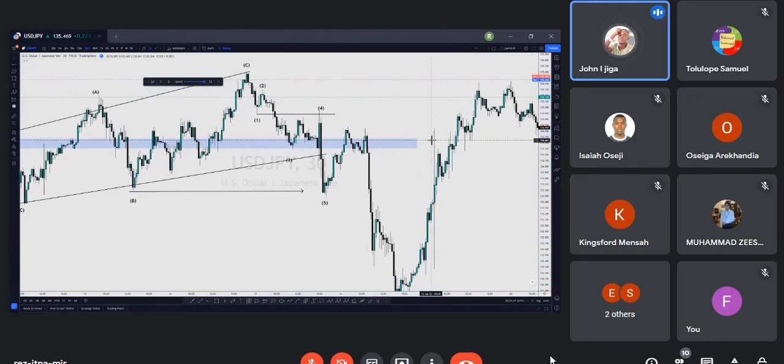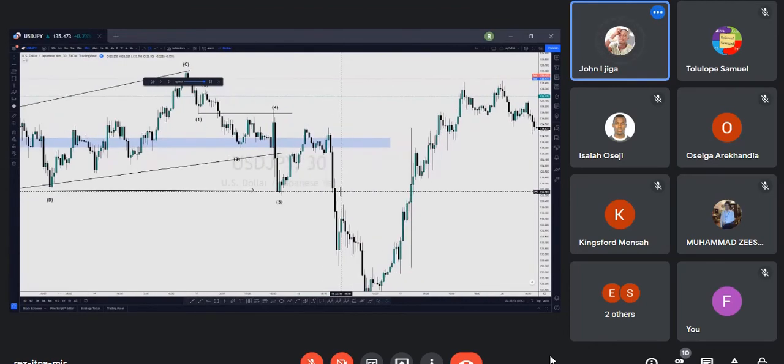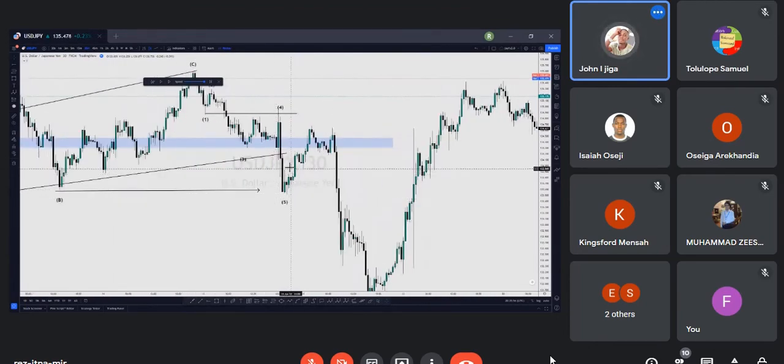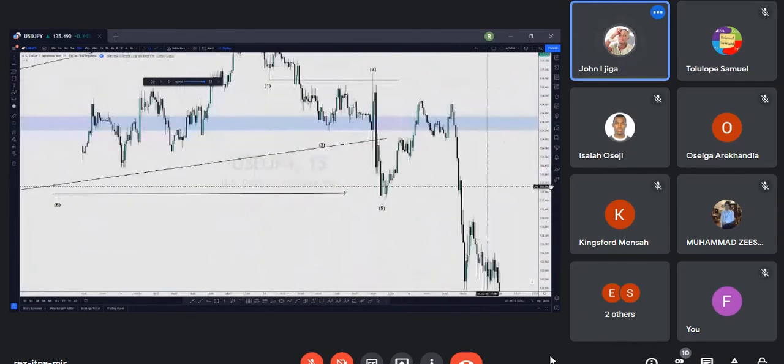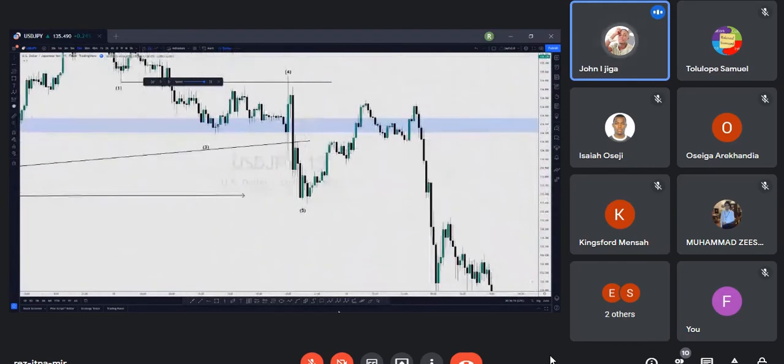So if this was to be correct, then you would see A, B, C. It did form within this range and never broke structure to the upside. If this had cleared out this high, remember what I said, A has to form above wave 4, right? But the A came within this range. And if you look at this, you would see this was wave 1, 2, 3, 4, 5.